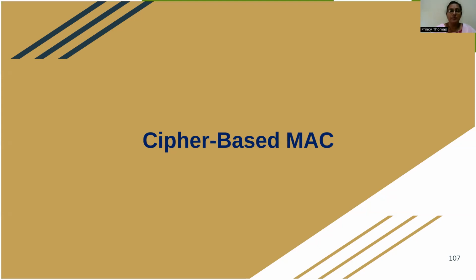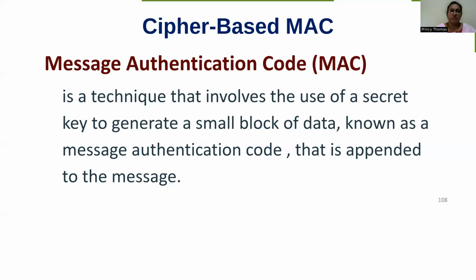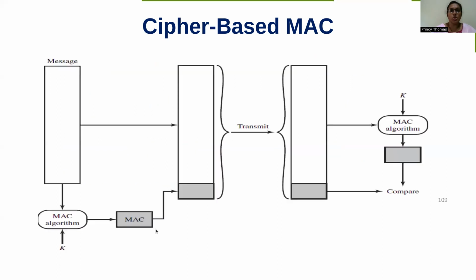This is very simple. The only difference is, instead of using a hash function to generate the MAC, an actual cipher, like either AES or DES, is going to be used for the creation of the MAC code. Message authentication code is a technique that involves the use of one secret key to generate a small block of data known as message authentication code. And this is appended to the message.